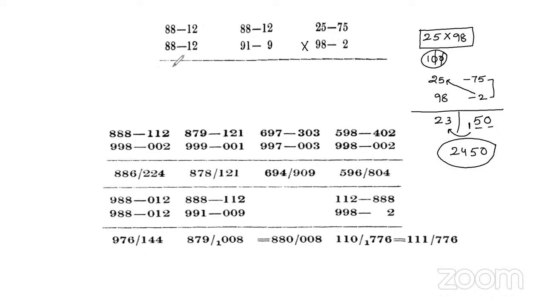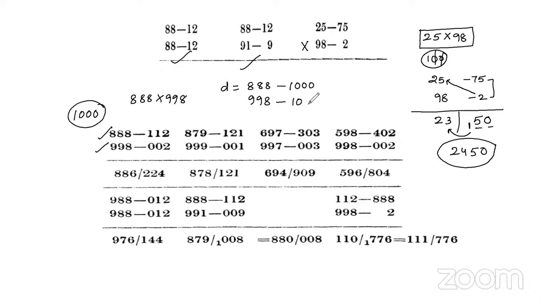I hope you understand. The remaining two problems you have to solve yourself. And these examples are based on 1000. Look at this example, 888 into 998. So deviations we can find for the given numbers, and the working base will be 1000. Working base means we are working on this; that is the reason we are calling it the working base.